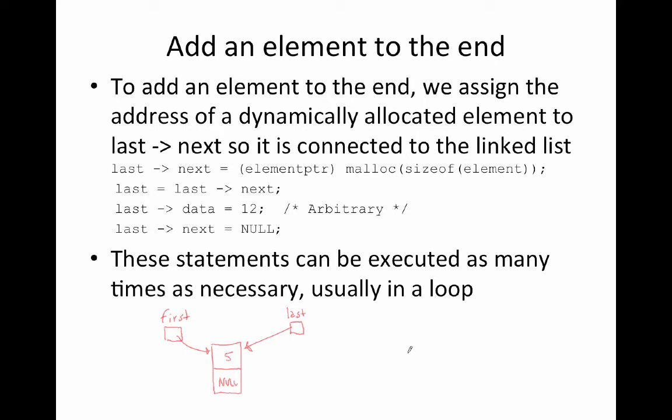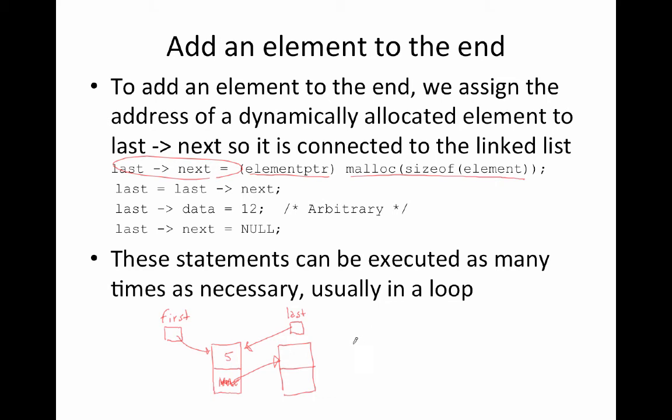Now to add an element to the end of the linked list, we assign the address of a dynamically allocated element to last arrow next, so that we're actually connecting this new element to the linked list. So again, we're going to have four statements basically that accomplish this. We're going to dynamically allocate enough space in memory for one of these structures of the type element and return it as an element pointer. So we're dynamically allocating enough space in memory for one of these structures. And we're storing the address in last arrow next. So last arrow next is this pointer. So instead of having the value null, now it's going to point to this new element.